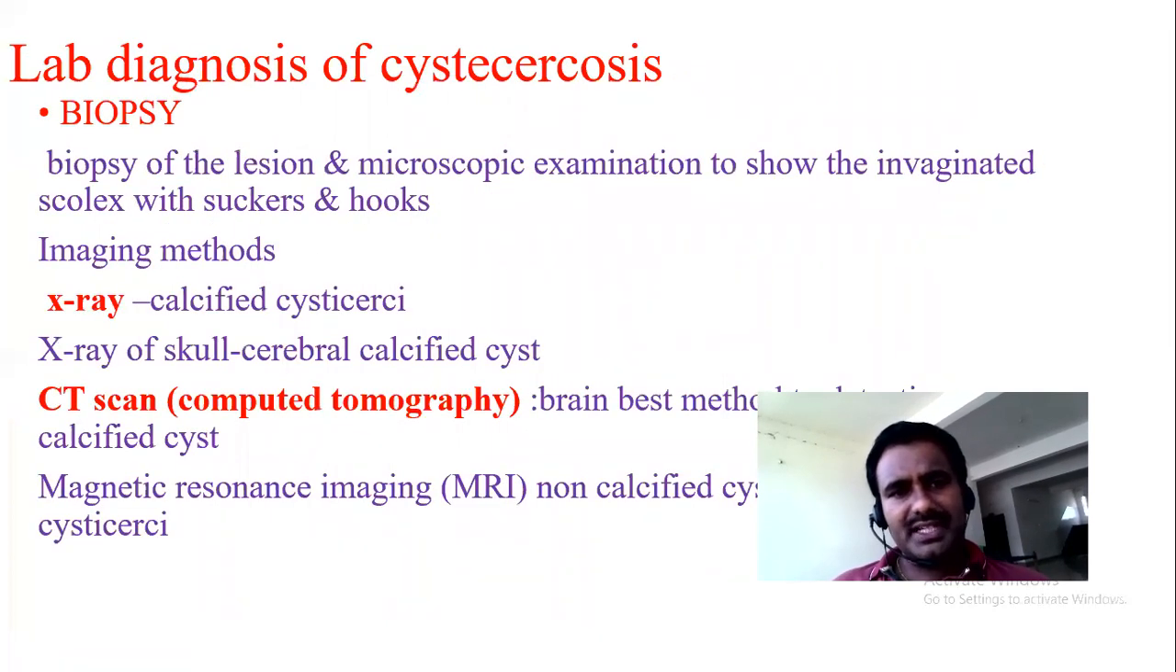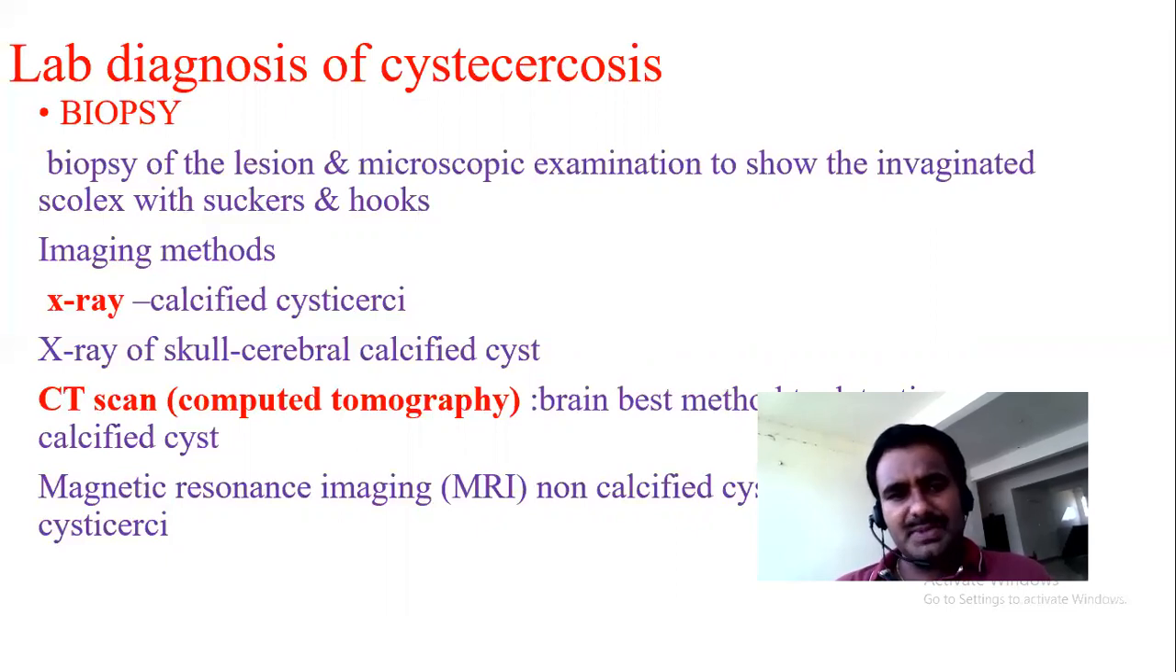So next, lab diagnosis of cysticercosis. Cysticercosis will be diagnosed with a biopsy of the lesion on microscopic examination. So biopsy is the best method. Then microscopic examination of that biopsy specimen will show the evaginated scolex with the suckers and hooks.